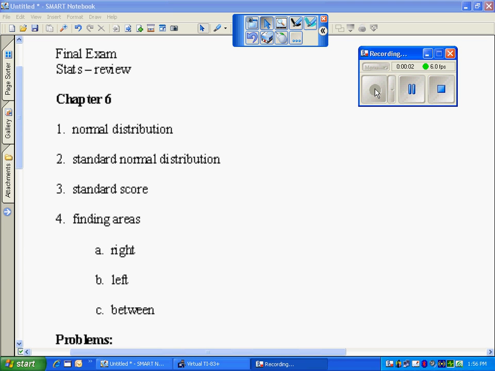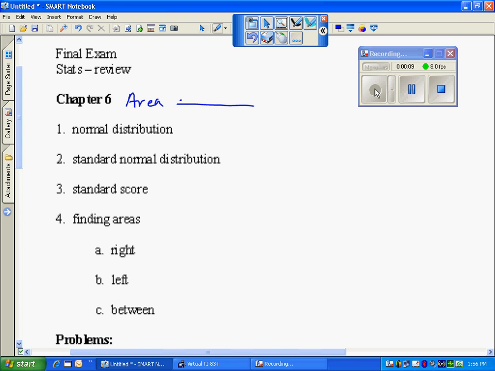Chapter 6 review for the final exam. If you recall, Chapter 6 is looking for area under that normal distribution curve. So the normal distribution has this idea that within one standard deviation, or one step above and below, you're going to have 68% of the data.